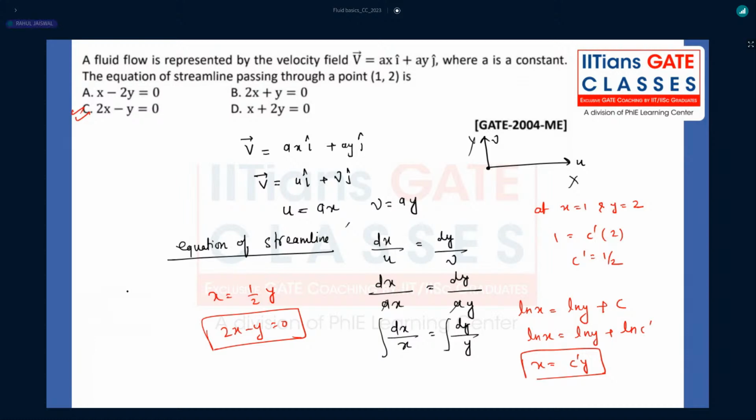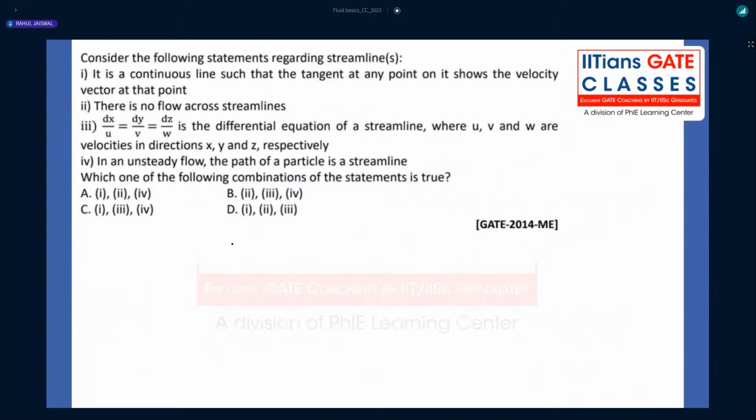Now, I think all of you noted down, right? Here, when you just consider the second question, consider the following statement regarding the streamline. What is the first statement they are mentioning about the streamline? It is a continuous line, right? Yes, it is not a discontinuous line.